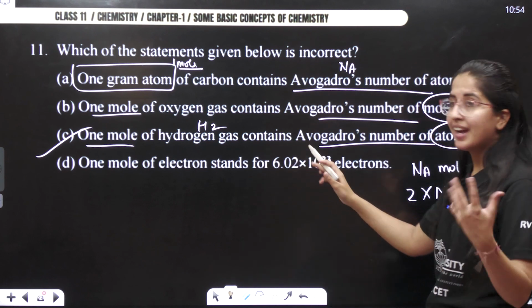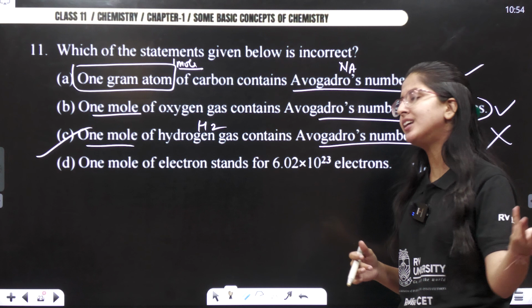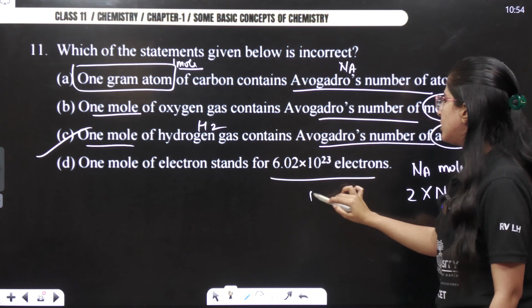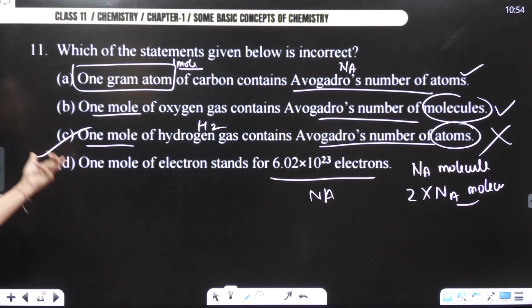1 mole of electron. If we take 1 mole of electrons, then how many electrons are present? Avogadro's number. So it is Avogadro's number. It is also correct. So therefore option number C will be your wrong option.